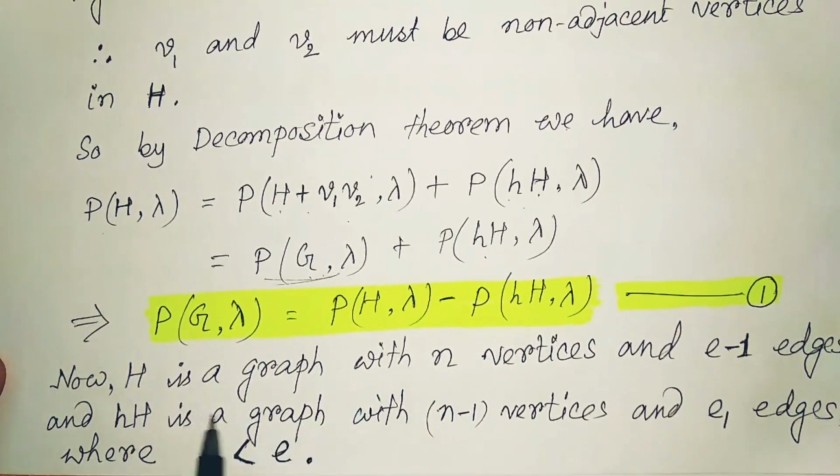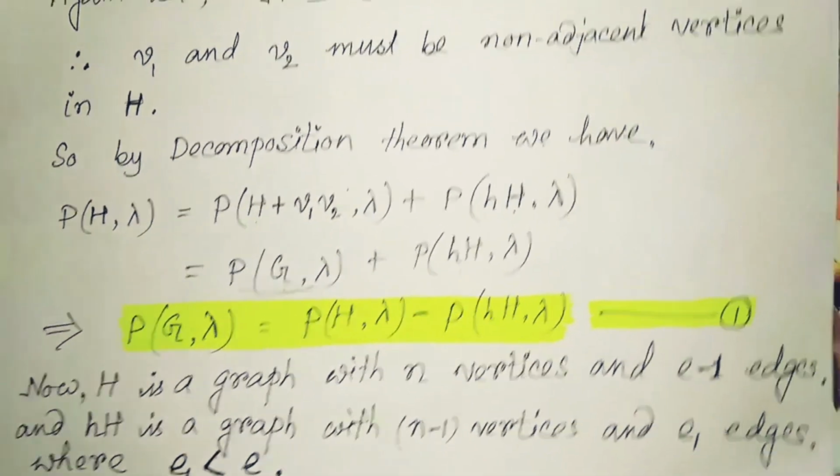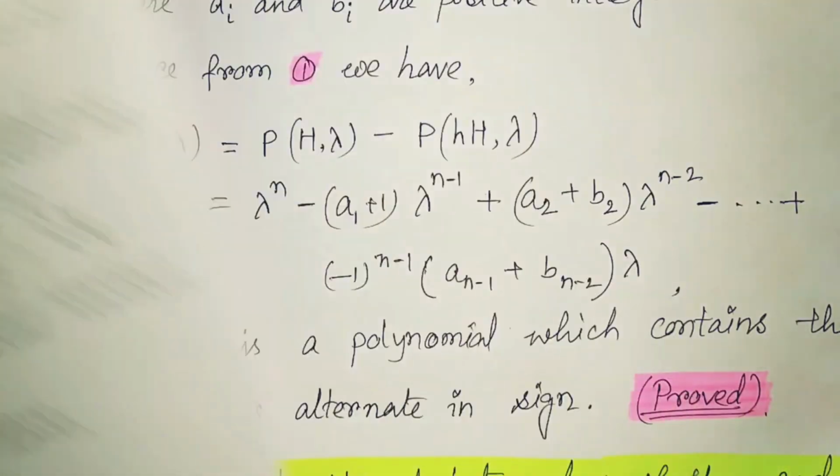Now H is a graph with n vertices and E minus 1 edges. G is a graph with n vertices and E edges. And H definitely is the subgraph of G which has n vertices and E minus 1 edges. And h, that means after merging the vertices V1, V2, this graph has n minus 1 vertices, one vertex less, and let it contain E1 edges, but definitely E1 is less than E. E is the total number of edges in G. That is very obvious.